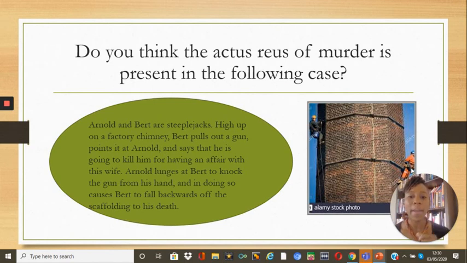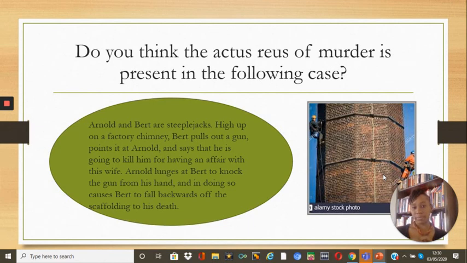Arnold lunges at Bert to knock the gun from his hand, and in doing so, causes Bert to fall backwards off the scaffolding. You know what scaffolding is? So it's the thing holding them up. I hope these guys are wearing scaffolding. No, scaffolding is not the thing holding them up. No. Scaffold is the thing on the building. All right, okay. Anyway, so Bert falls backwards off the scaffolding and he dies, right?